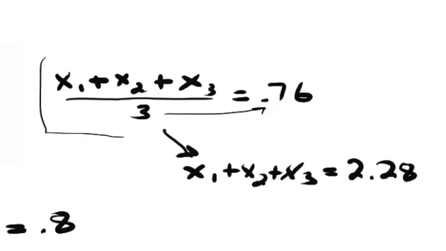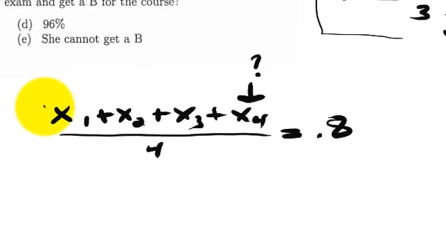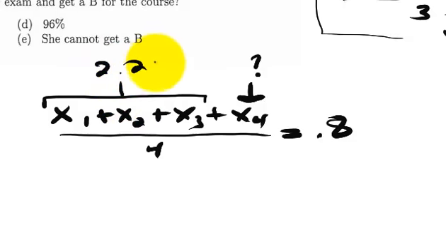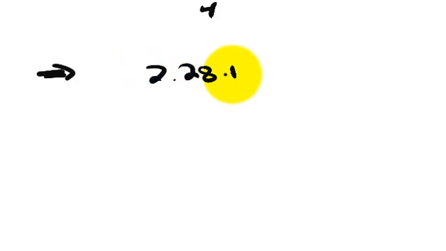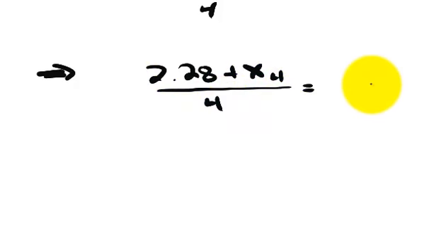Alright, well then what I'm going to do is come back over here. I'm going to replace these 3 scores with 2.28. So that gives me a new equation, which will be 2.28 plus that 4th score, which I don't know what it is yet, divided by 4 equals 0.8, and now I'll solve for x4.